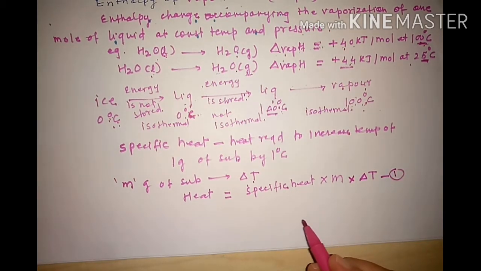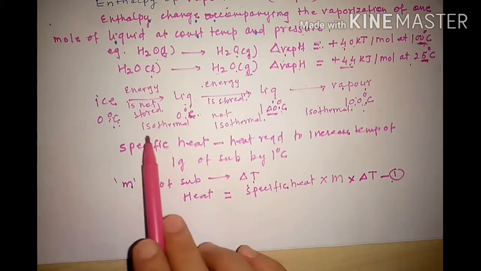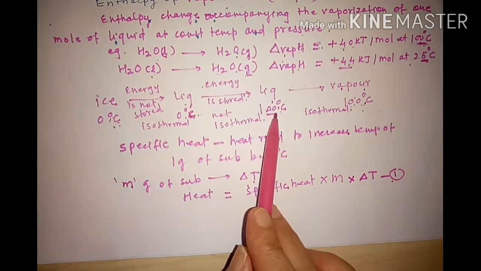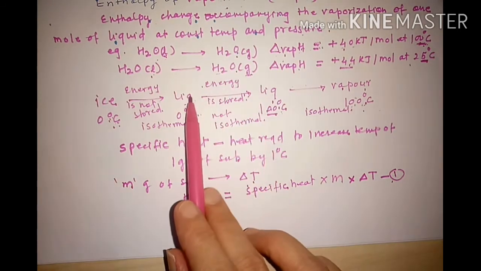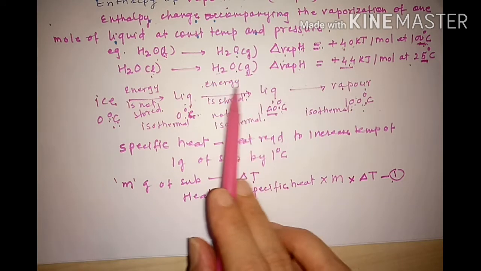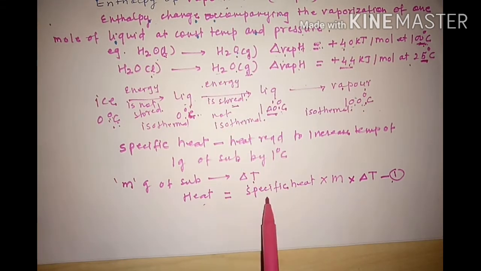So from 0 degree Celsius to 100 degree Celsius, the heat stored can be calculated by this equation number 1. As I told you, here there is an increase in temperature from 0 degree Celsius to 100 degree Celsius. If you want to calculate the amount of heat stored, because the energy is stored here, that can be done by using this equation: specific heat into amount of the substance into change in temperature.